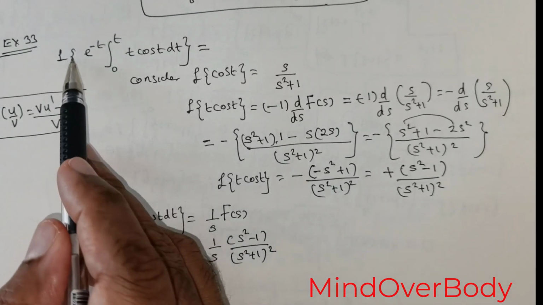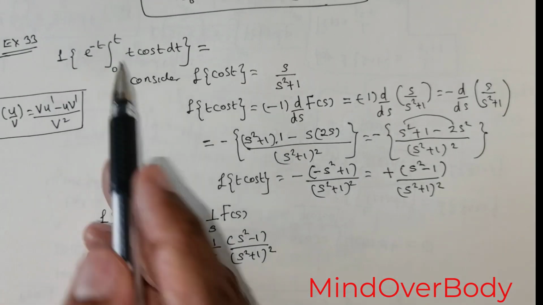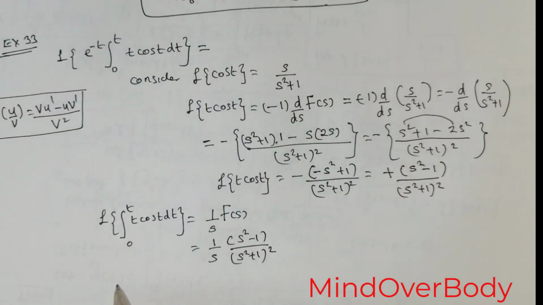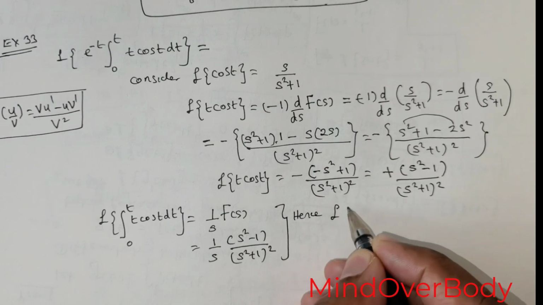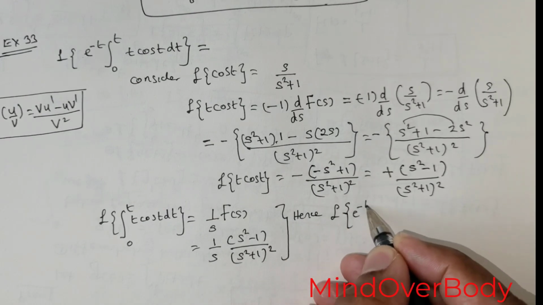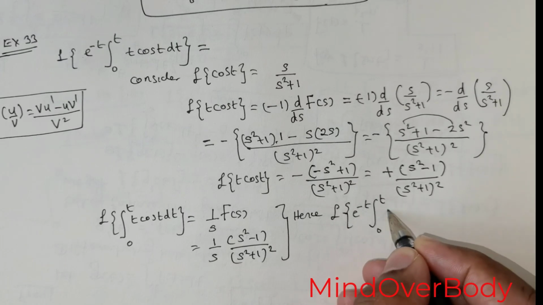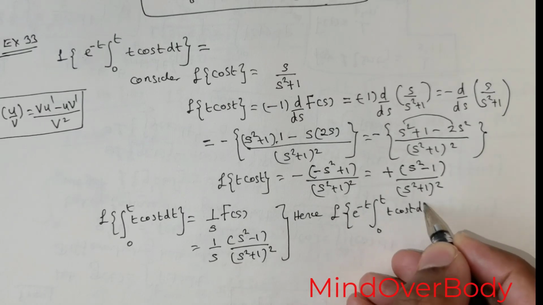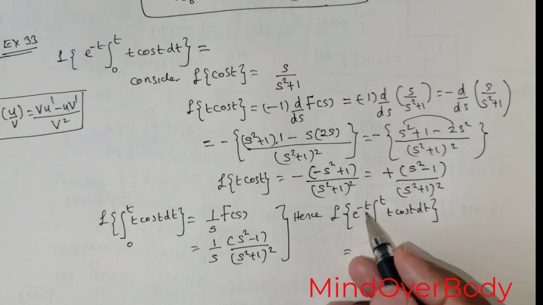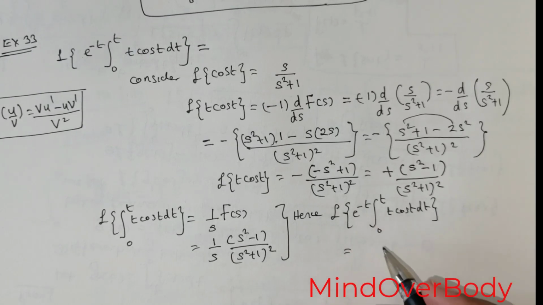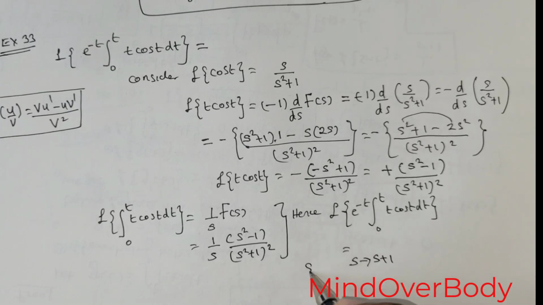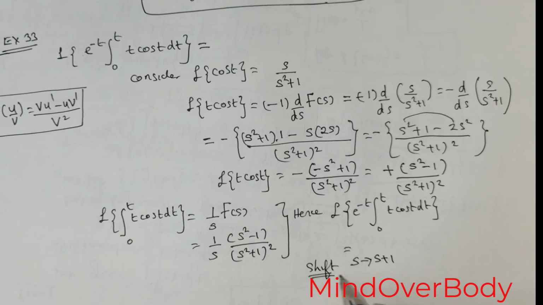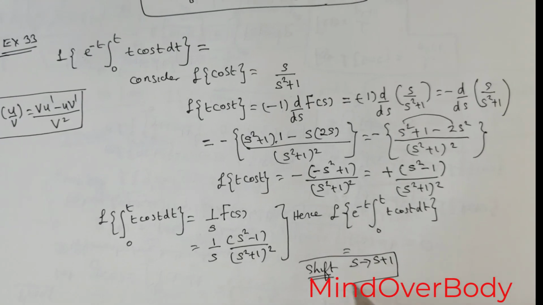So the question is the Laplace transform of e raised to the power of negative t times the integration. Let me write that down. Hence, the Laplace transform of e^(-t) times the integral from 0 to t of t cos t dt is equal to a shift of negative 1. That means s is moving from s to s plus 1. This is the shift that is taking place. Let me place this in the box.